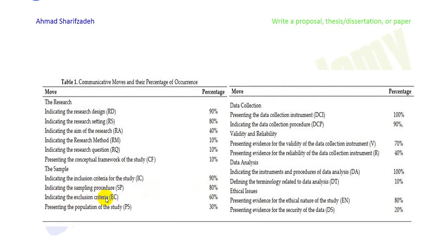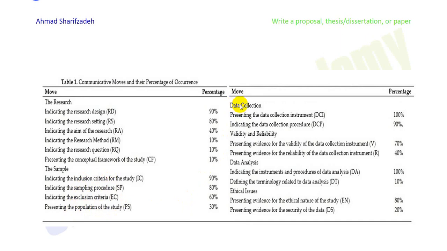Indicating the exclusion criteria. What will happen if, for example, one of them doesn't complete the questionnaire? You have to put that person aside. Then this is the exclusion criteria. You should tell what reason might force you to kick the sample out. Okay. Presenting the population of the study, you have to talk about the population and sample, both of them.